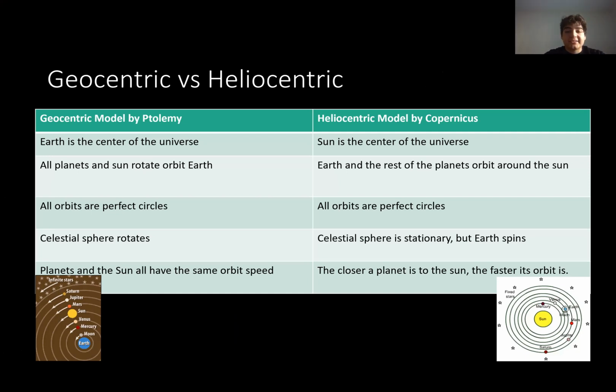In the heliocentric model, the sun is the center of the universe. The Earth and the rest of the planets orbit around the sun. All orbits are perfect circles. It's the one thing that they have in common. The celestial sphere is stationary while Earth spins, and in this model, the closer the planet is to the sun, the faster its orbit is.